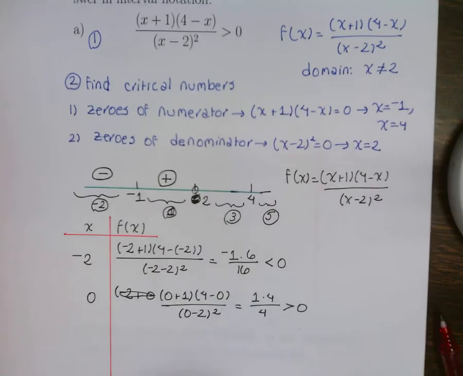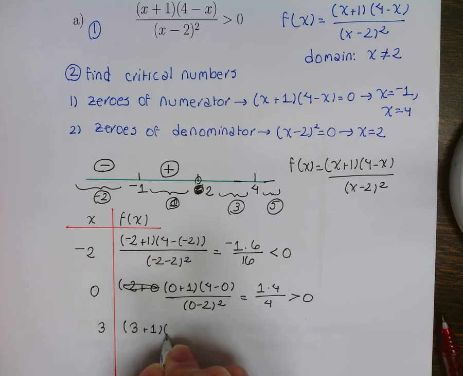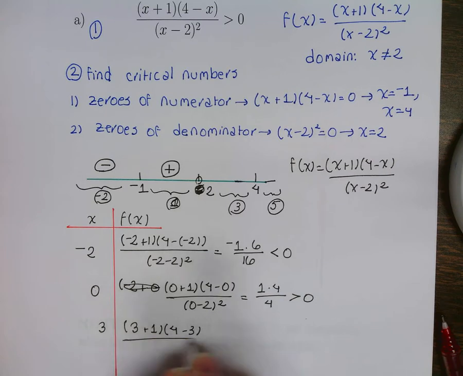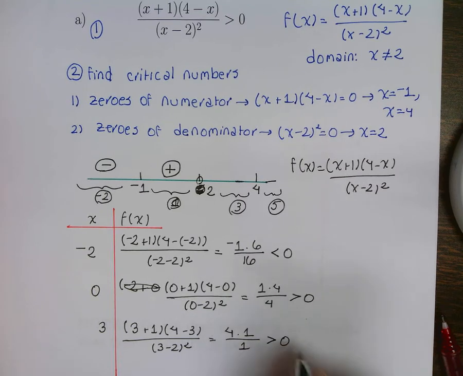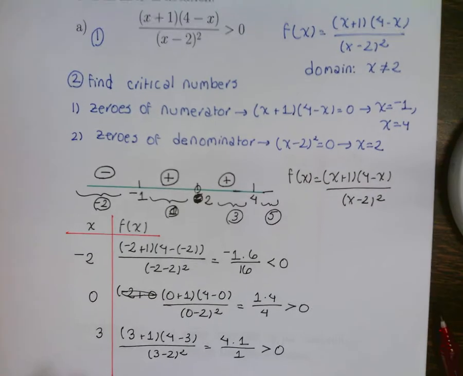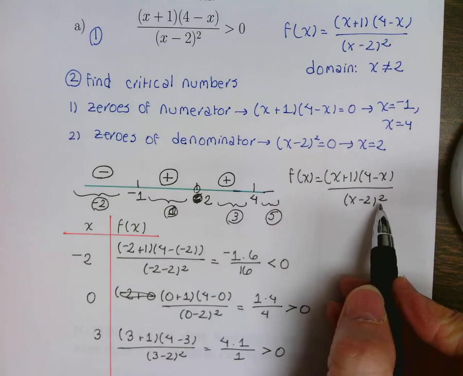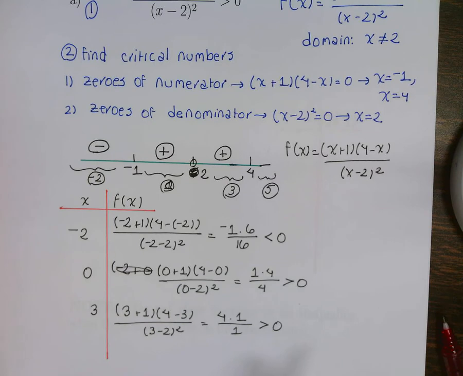Okay. How about the interval from 2 to 4? If we plug in 3, we get 3 plus 1. Again, we're plugging it into our function, which is 4 times 1 over 1. Notice that it is still positive. Why doesn't it alternate signs? Look at the power. X minus 2 is squared. There won't be a sign change because of that extra factor.